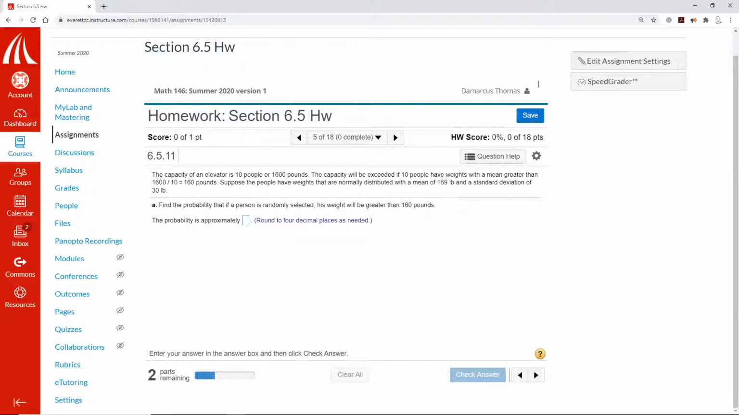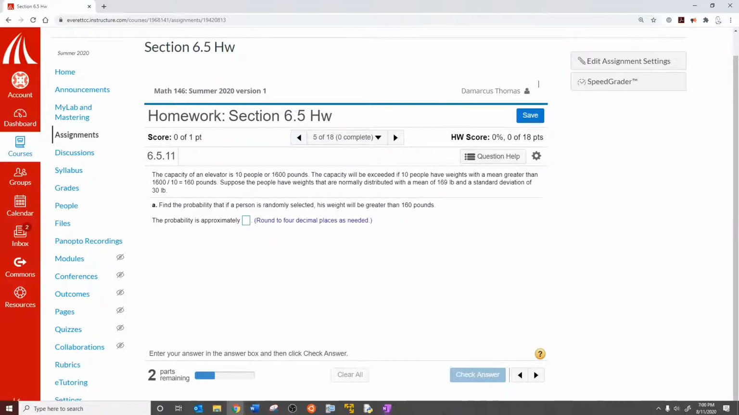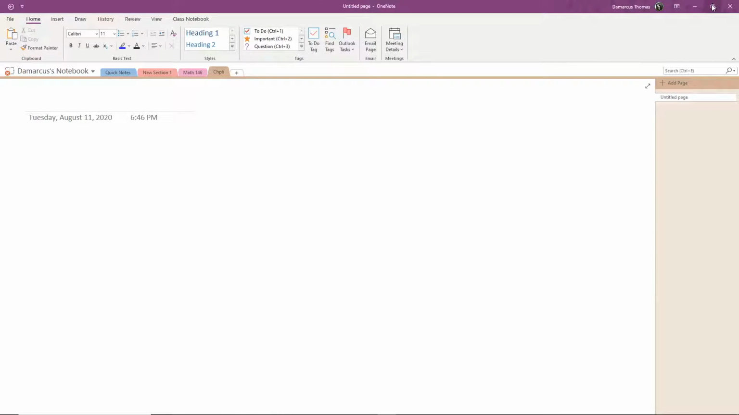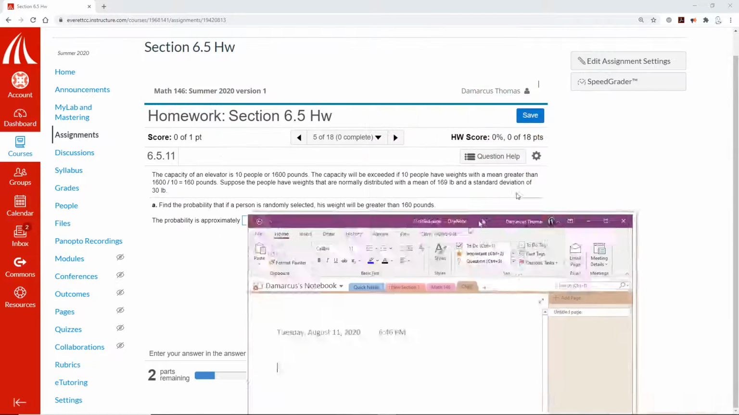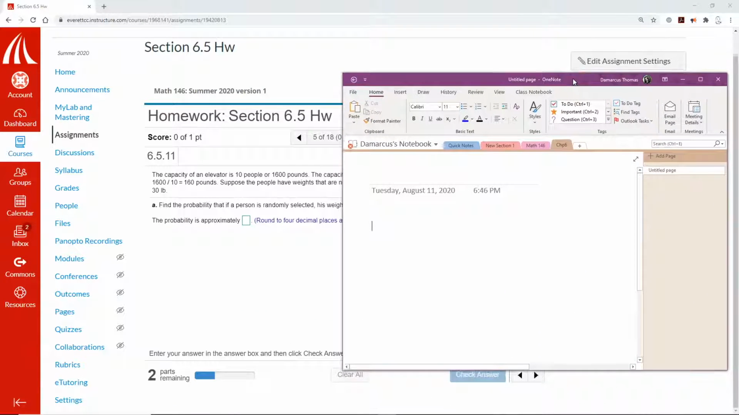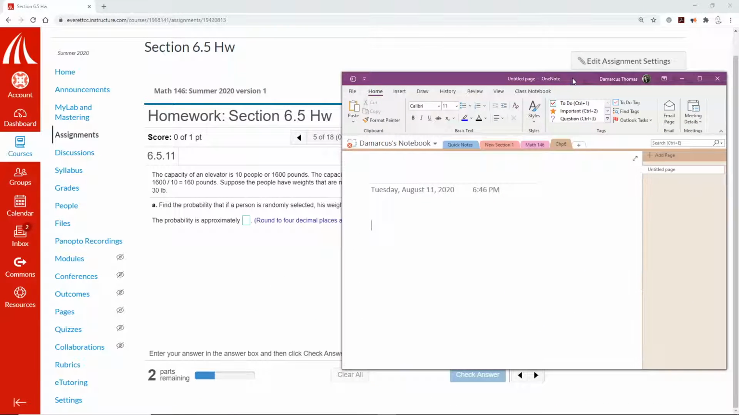So what I'm going to do, because they're asking for just one person, this is a normal CDF kind of problem. So let's try to describe the situation using our notes. Okay, gotta get warmed up. It's been a while.